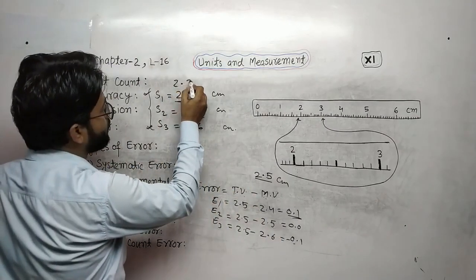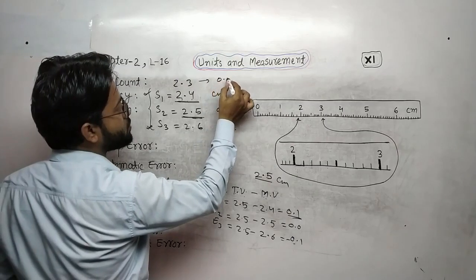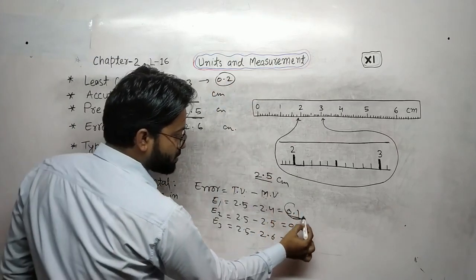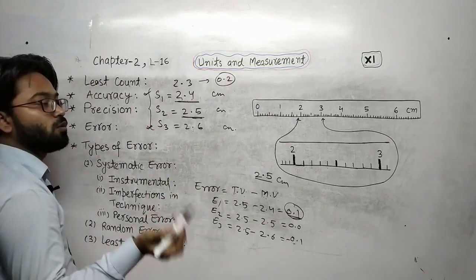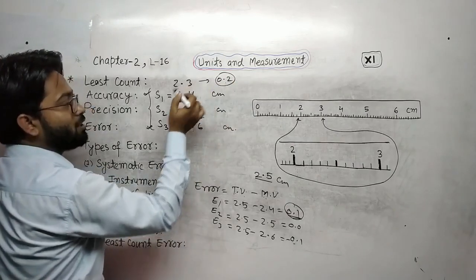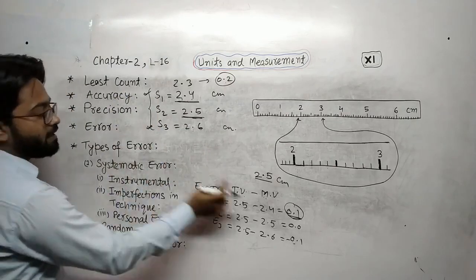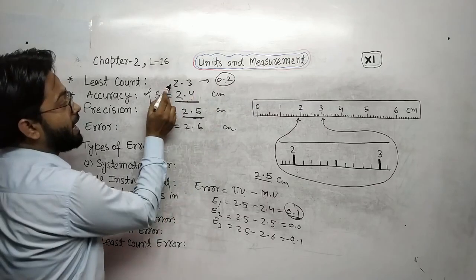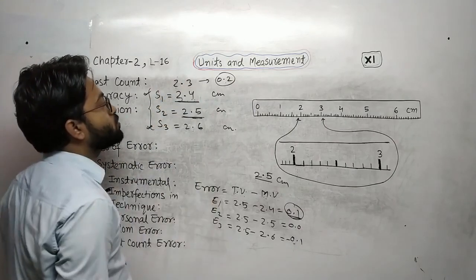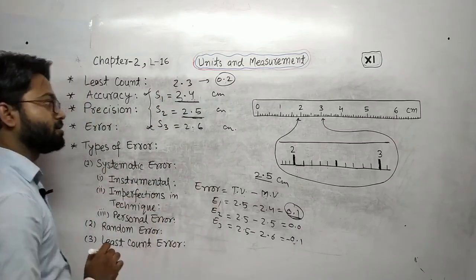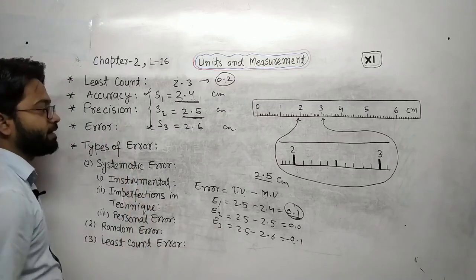If this is 2.3, the error in this will be 2.5 minus 2.3, which is 0.2. This is 0.2 and this is 0.1. We can say that if the error is more, the value is less accurate. Error is more, value is less accurate. Error is less, the value is more accurate. As compared to 2.4, 2.3 is less accurate, and as compared to 2.3, 2.4 is more accurate. Less is the accuracy, more is the error. Okay, hope you are getting.